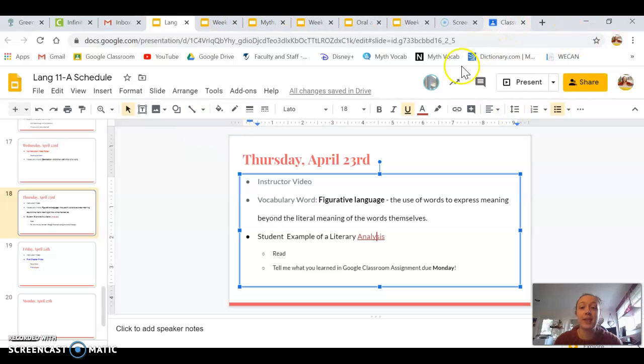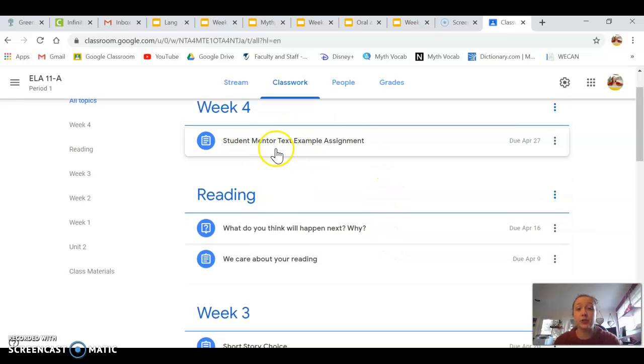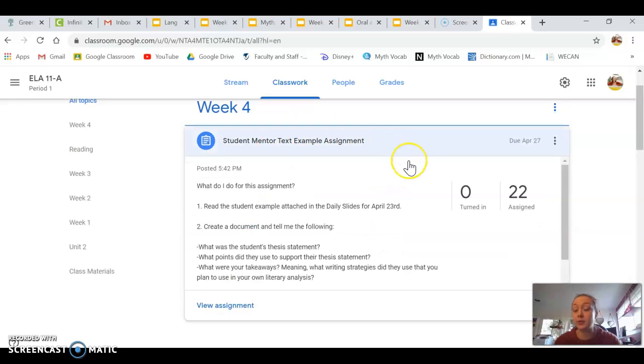That's the first thing. And then I want you to go into Google Classroom where the assignment is, and it's called Student Mentor Text Example Assignment. It's not due until the 27th, so you guys have, again, a good chunk of time to read this. And then do the second part, which is create a document, just any old document, Google document, Microsoft, I don't know what you guys use. And then you should be answering these questions. So 1, what was the student's thesis statement? 2, what points did they use to support their thesis statement? And 3, what were your takeaways? Meaning, what writing strategies did they use that you plan to use in your own literary analysis?